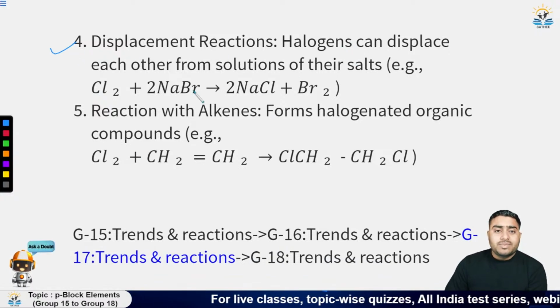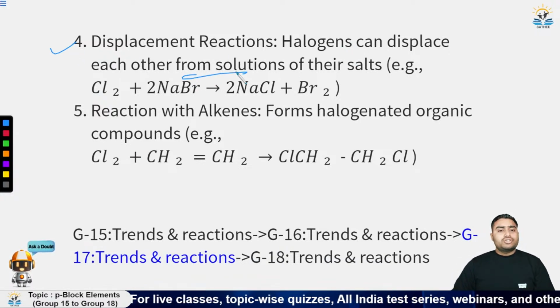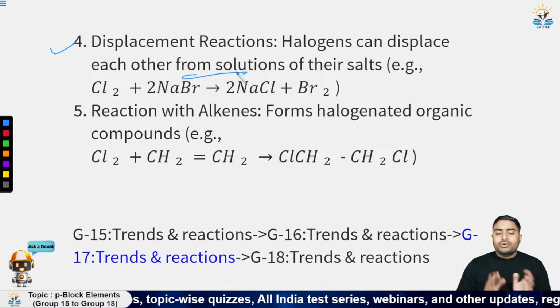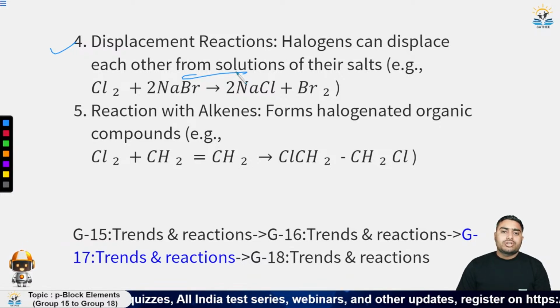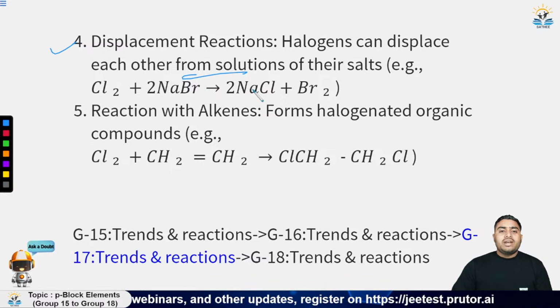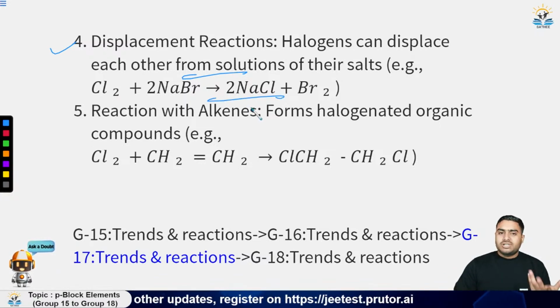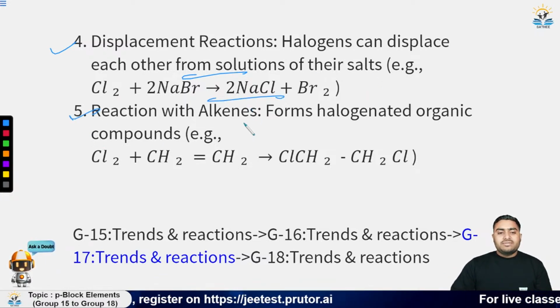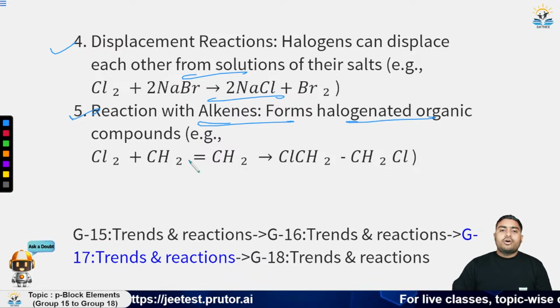So halogens can displace each other from solutions of their salts. For example, if you are passing chlorine gas through NaBr solution, Cl2 plus 2 NaBr, it can replace bromine and form 2 NaCl plus Br2. That's very simple. Similarly, reaction with alkenes forms halogenated organic compounds.